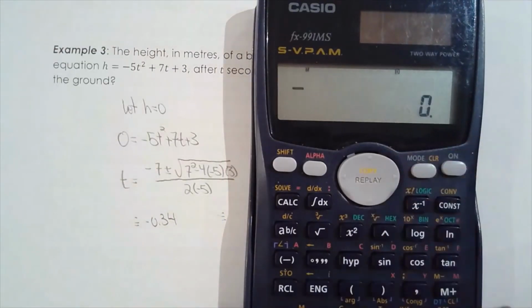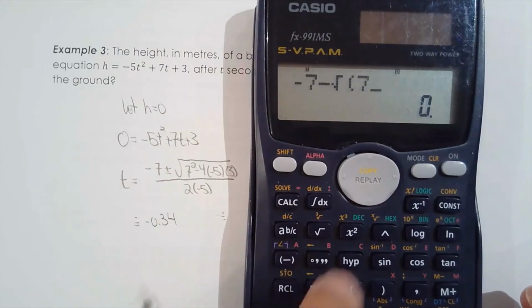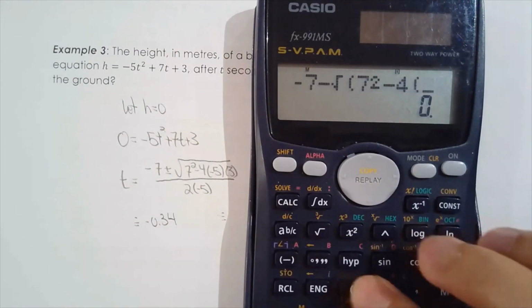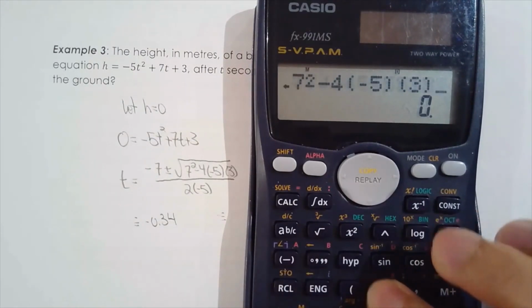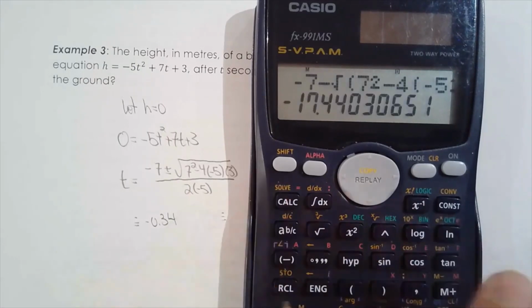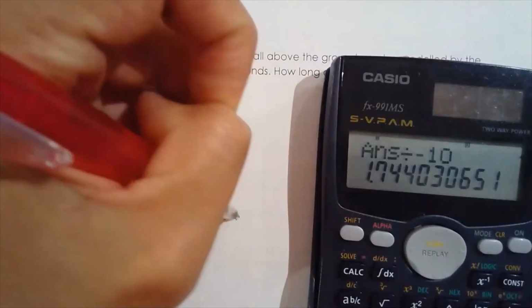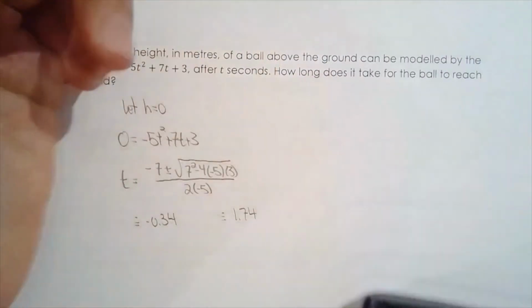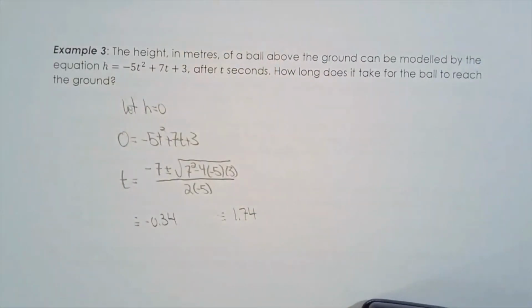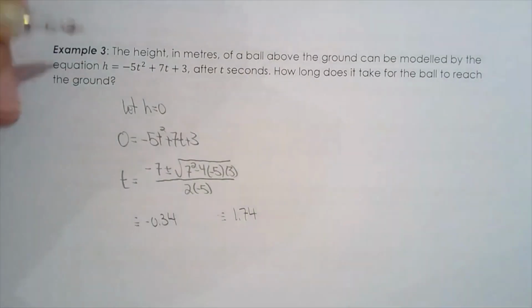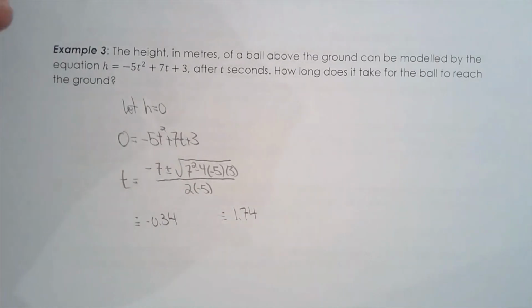And then let's do negative 7 minus the square root of 7 squared minus 4, negative 5, 3, close the bracket. So square root all that and divide by negative 10. And it's about 1.74 seconds. Okay, let me just triple check that real quick. Beautiful. All right. So how long does it take the ball to reach the ground?